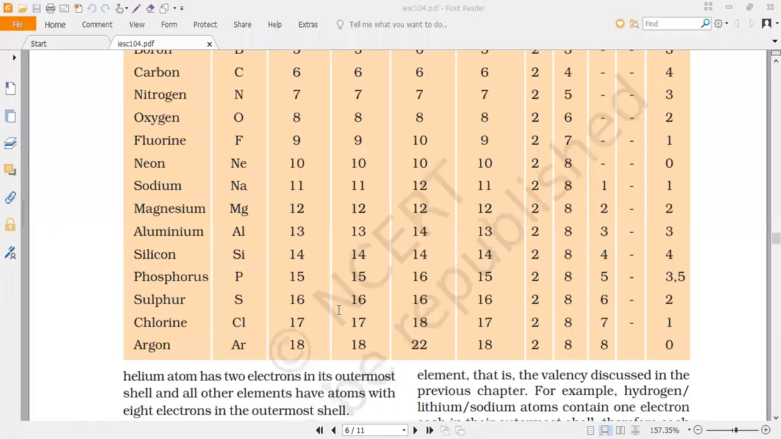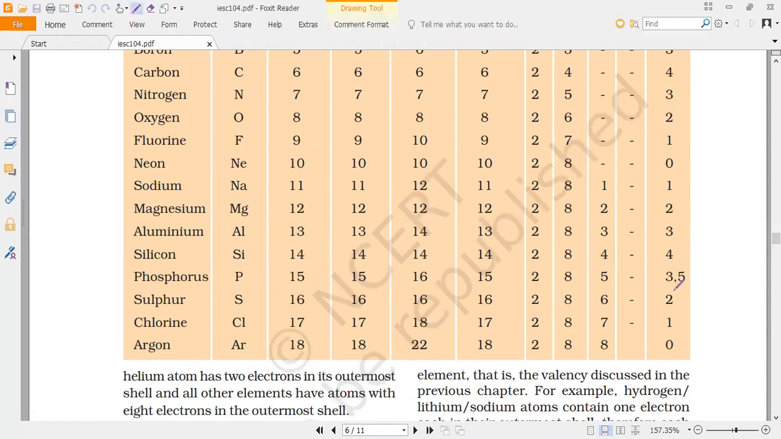So till now, I have taught two kinds of valencies. Anybody tell me, one is electrovalency, and the next one is what? Everybody. Two types of valency I taught you: electrovalency and covalent valency. Understanding?